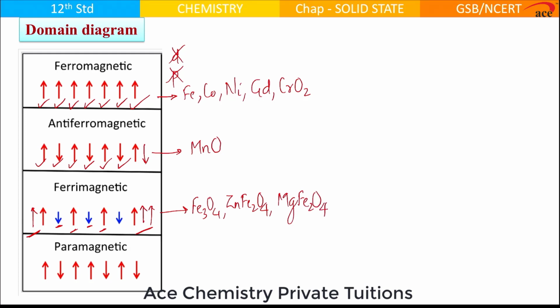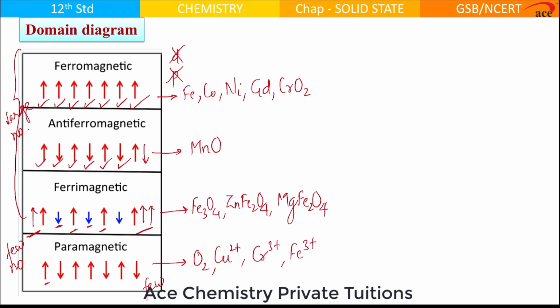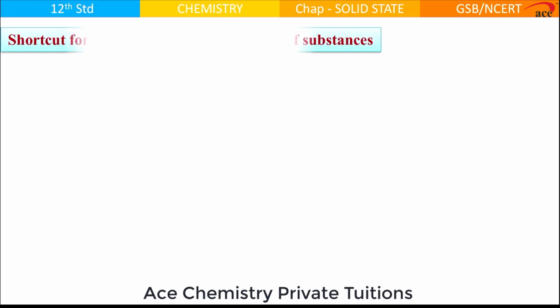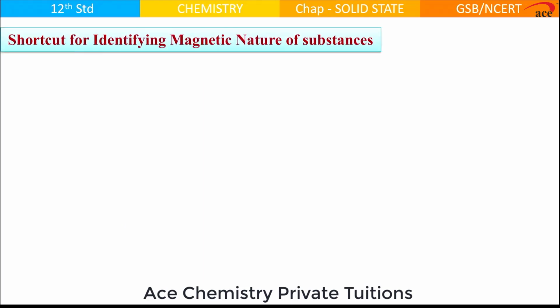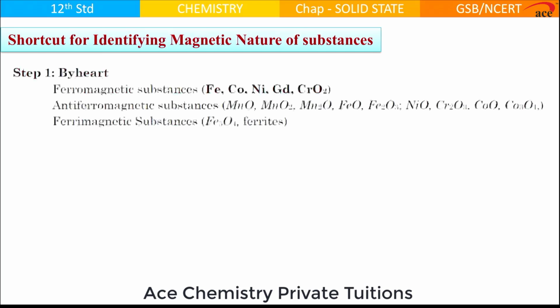In paramagnetism also there are unpaired electrons, but few, while in all the others there is a large number of unpaired electrons. Paramagnetic examples: oxygen, copper 2 plus, chromium 3 plus, Fe 3 plus. They are examples of paramagnetic substances. How to identify magnetic nature as a student for MCQ purposes?